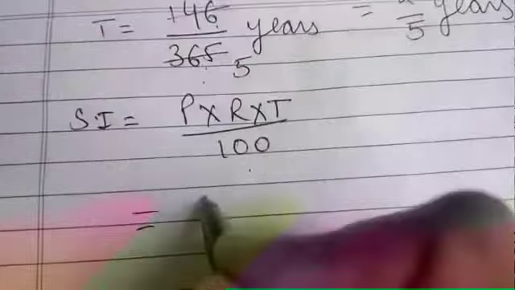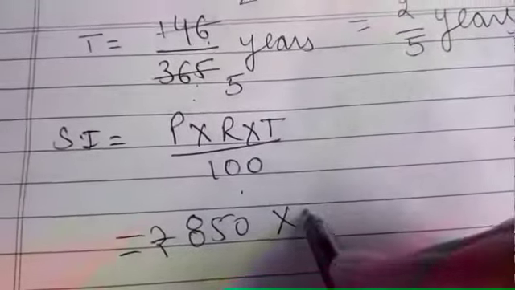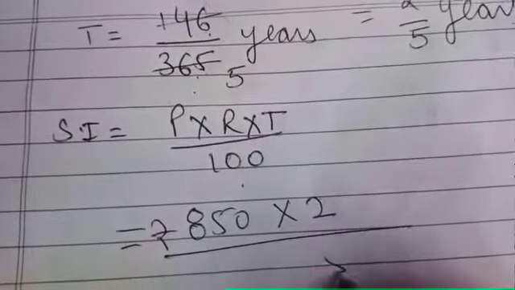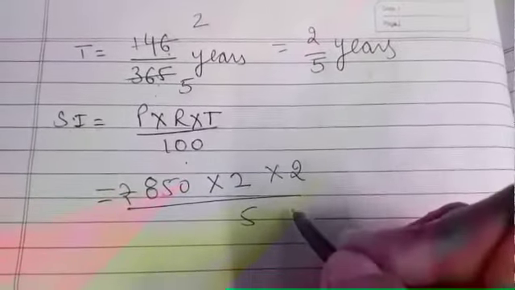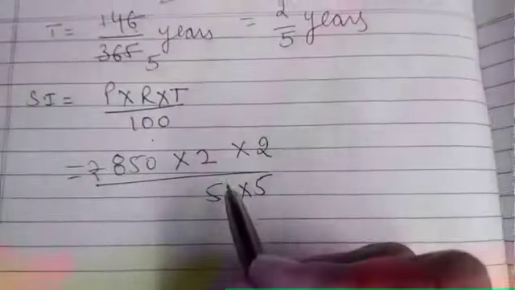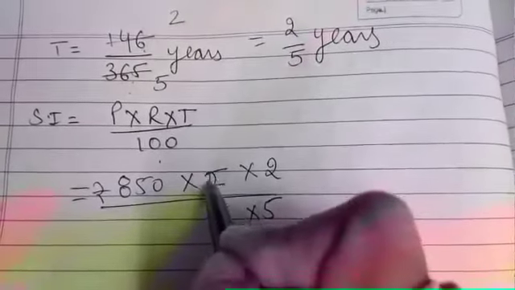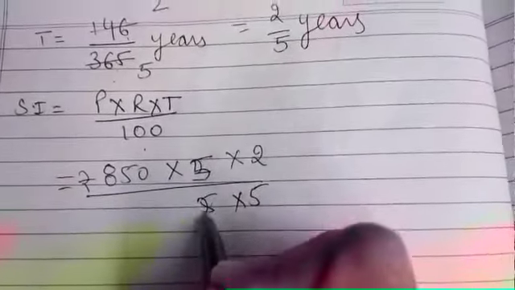Now put the values to find the simple interest. Principal is 850 rupees. Rate we have already converted from a mixed fraction, that is 5 over 2. Right? And the time is 2 over 5. I have put the value of rate wrong. It is not 2 over 5, it is 5 over 2. So make the correction.